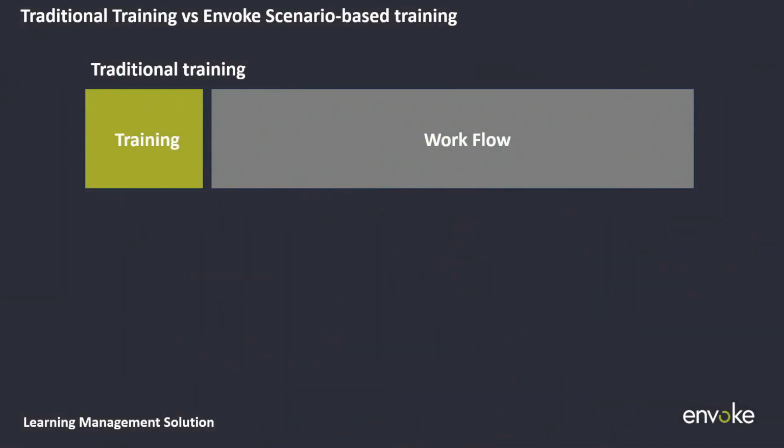So I'm going to skip past this next one because I'm going to move to this one, which is traditionally how training is done. Right? This is traditional training against ours and what we're building at the moment with the train and maintain version. The core of Envoke doesn't really change. It's a virtual version of your product. But this is a problem, right? We do training and then people work.